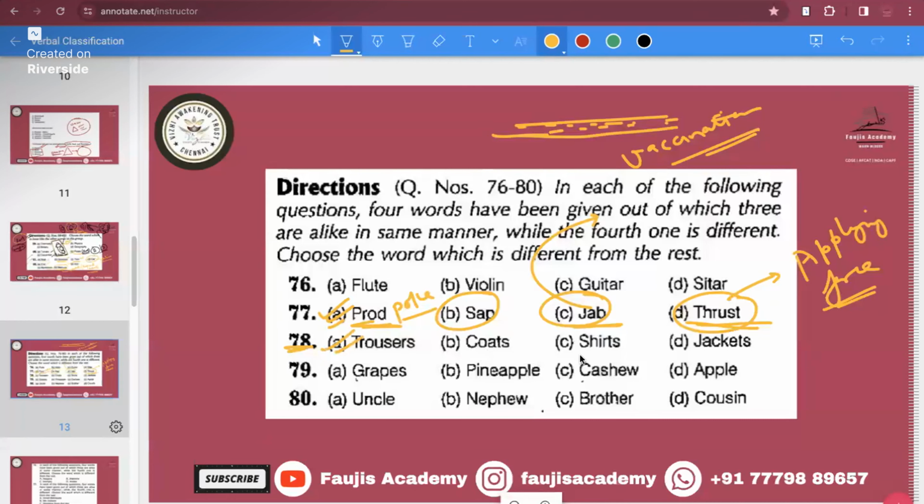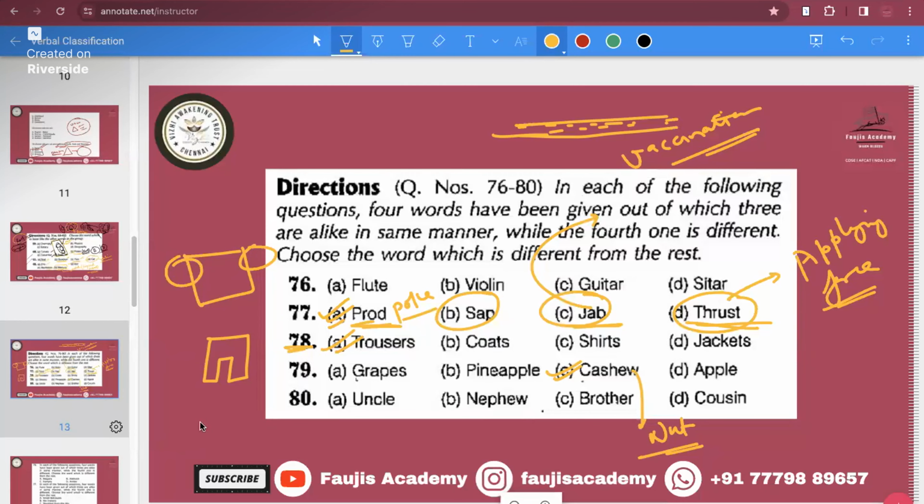Question 78, an easy one. Option A, sir. Yes. Trousers, coats, shirts, and jackets are what people wear on the upper body, like this, while trousers are worn on the bottom. Question 79: option C, sir. Cashew is a nut, all others are roots. Yes. Question number 80: option D, sir. Okay, so anybody else?